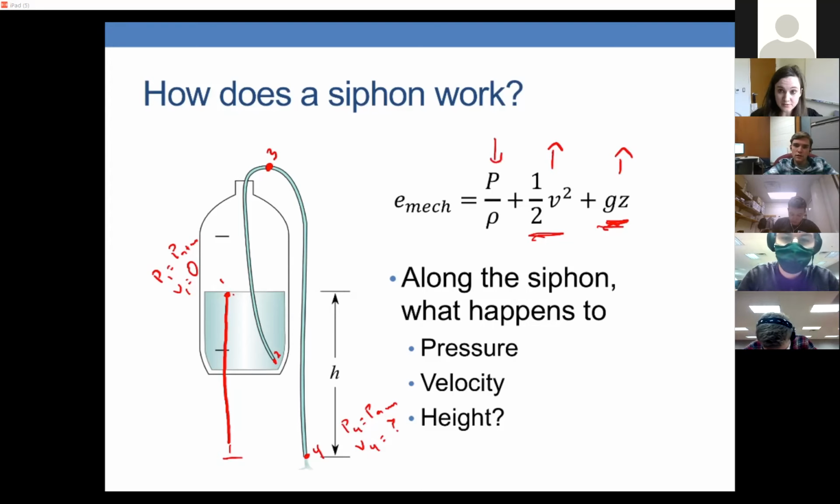And then from 3 to 4, what's happening to the potential energy? Decreasing. And the velocity is going to stay the same because this tube has the same area, and we talked about how V1A1 equals V2A2. So the kinetic energy has to stay the same. If the potential energy is going down and the kinetic energy is staying the same, what has to happen to the pressure? It has to increase. So you were right that from 2 to 3, the pressure will decrease, and then from 3 to 4, it will increase.